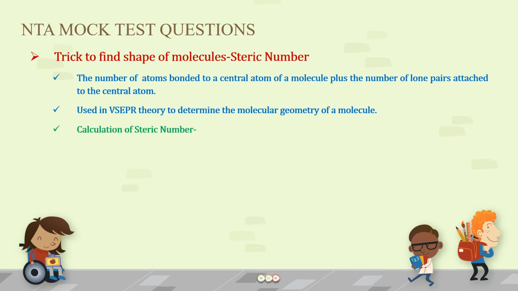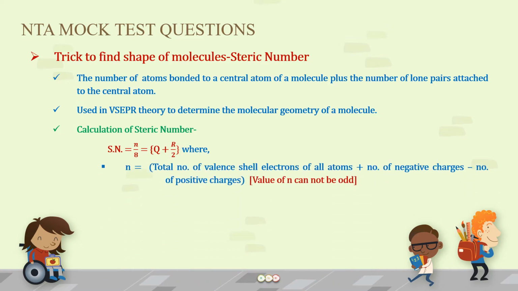Now, the calculation of the steric number, how are we going to do that? The trick that I'm using here is that the steric number is going to be equal to n by 8, which will be equal to q plus r by 2. Now, what is n, what is q, and what is r? Well, n is the number of valence electrons of all atoms in the molecule or the ion. Please do remember, all atoms' valence shell electrons. You have to count them.